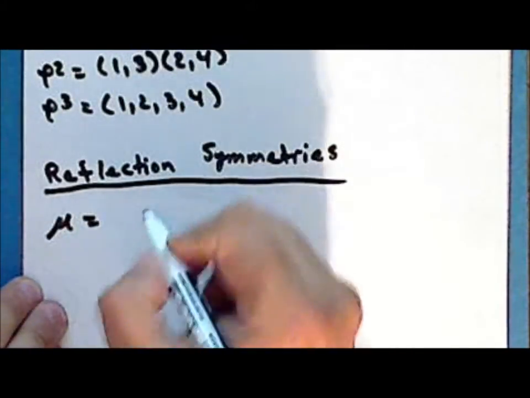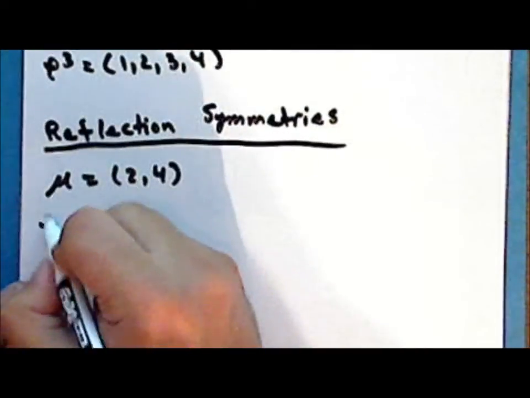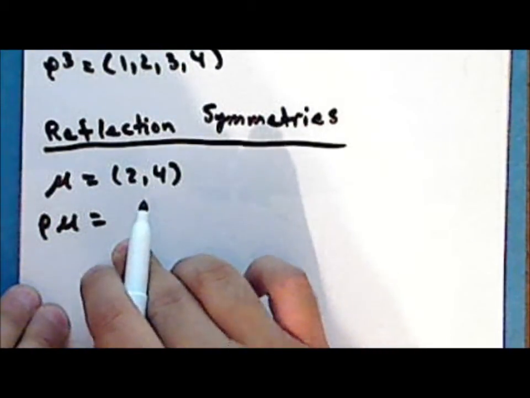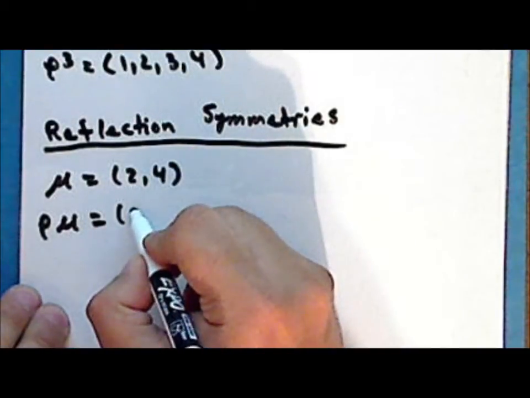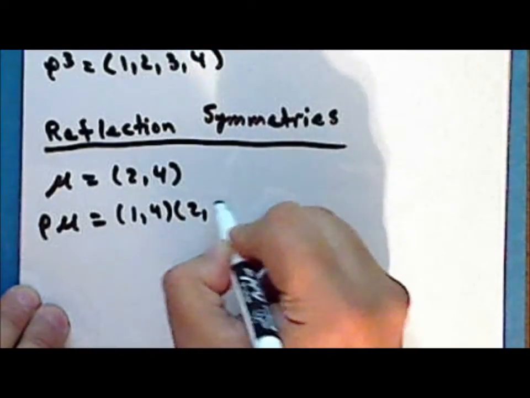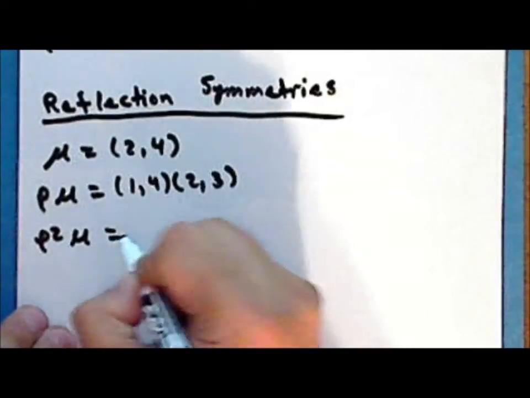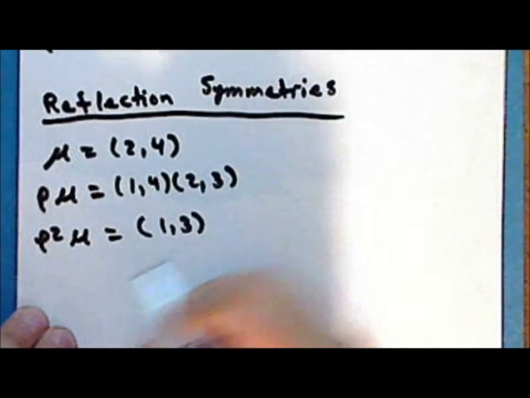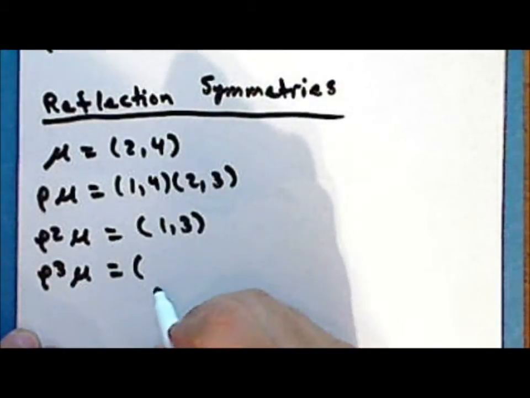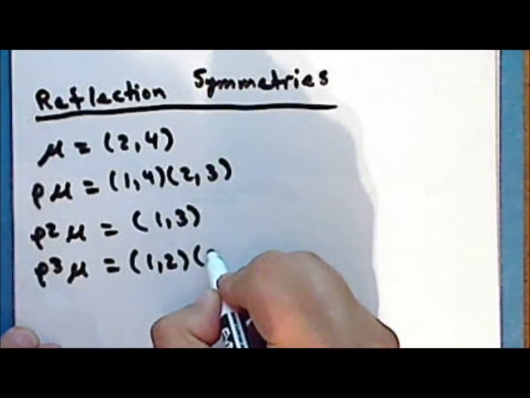Mu, which is the cycle 2 to 4. Rho times mu, which is the pair of disjoint cycles 1 to 4, 2 to 3. Rho squared times mu, which is the cycle 1 to 3. And rho cubed times mu, which is the pair of disjoint cycles 1 to 2 and 3 to 4.